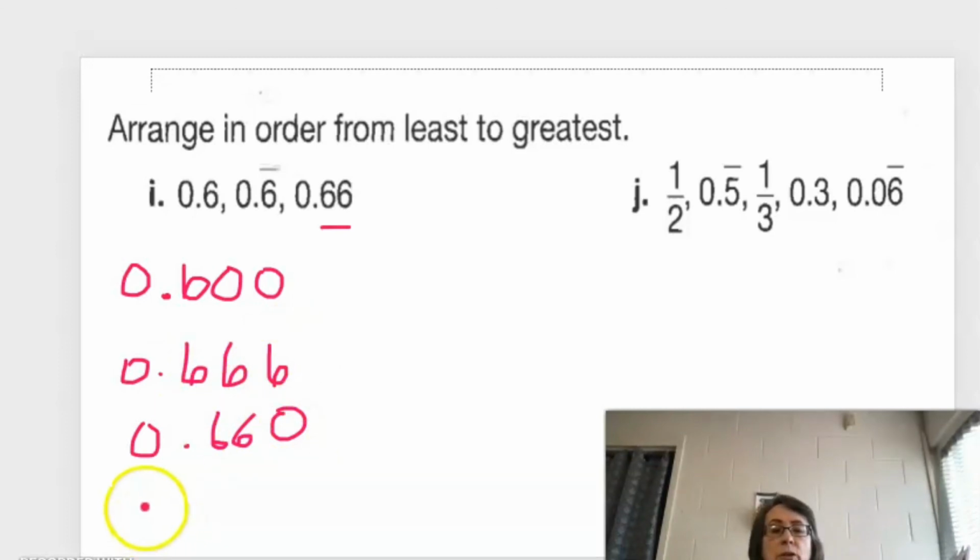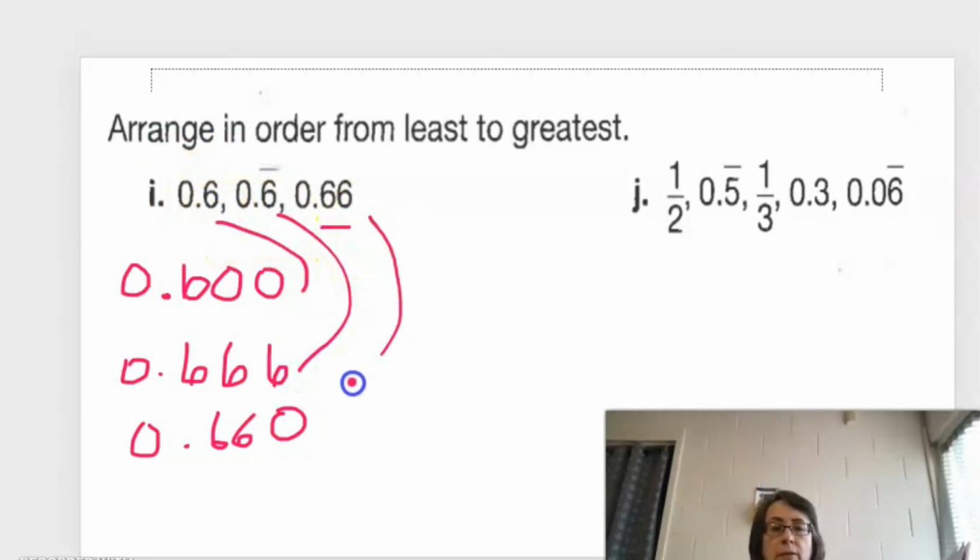So to get them in order, we're going to put this one as the lowest because I put these in order, right? Okay, so this one is the least. Okay, this one is the greatest. And this one is the middle, isn't it? So now I'm going to put them in this order.